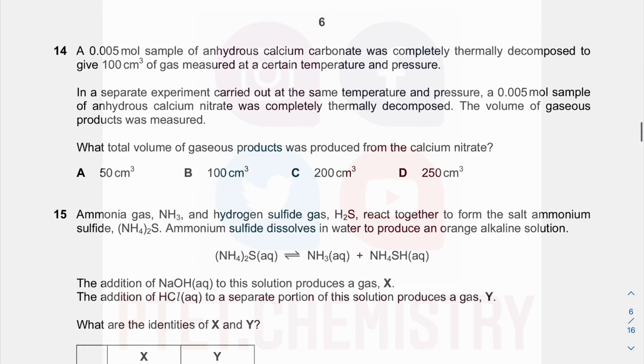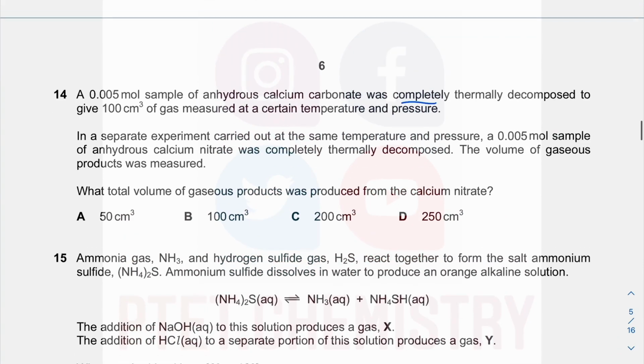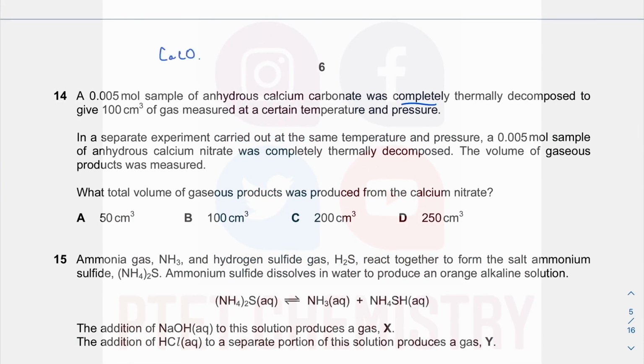Question 14, you have an anhydrous calcium carbonate you completely thermally decompose. So this one does decompose when you have calcium carbonate. That gives you calcium oxide plus CO2. So there is the balanced equation. The gas is going to be the carbon dioxide, and it started with 0.005 mole of the calcium carbonate, which is anhydrous. That means there is no water of crystallization. You get 100 cm³ of CO2.